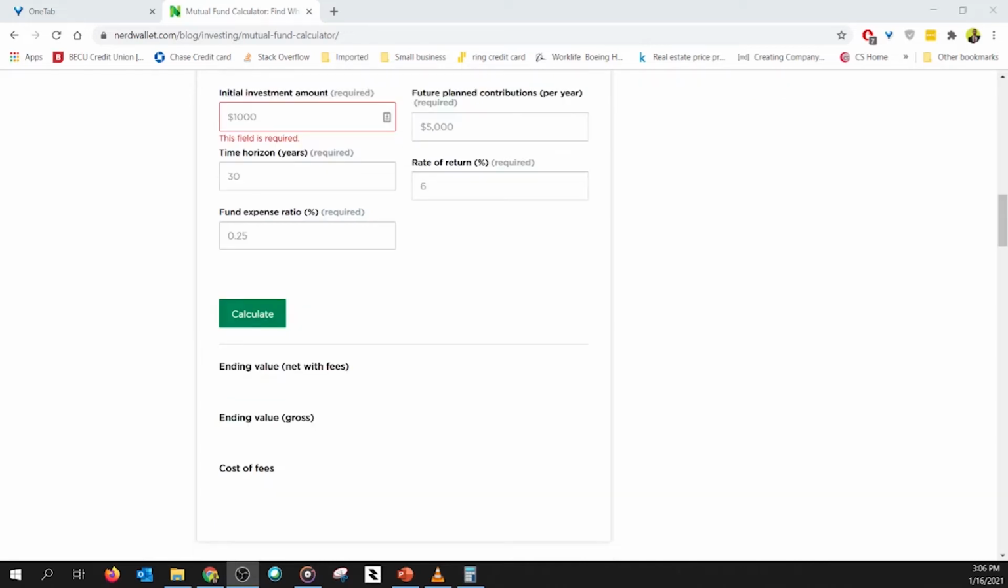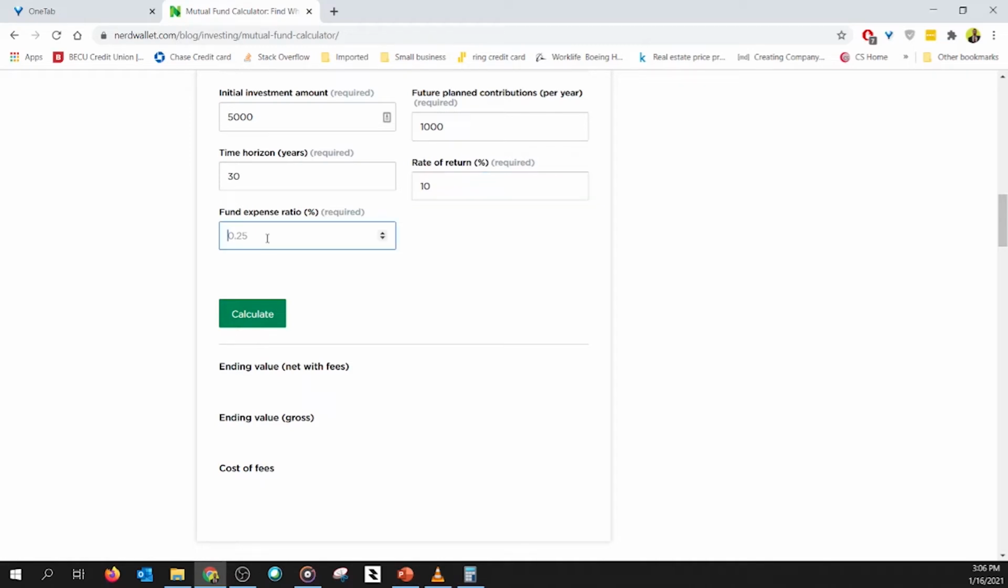Okay, so let's do a typical $5,000 start in an investment. And let's say we're going to plan to invest $1,000 every year. And this is in our retirement, right? So we're not going to be touching this for a very long time. So let's say a 30-year horizon. And based on S&P 500 averages, so if we just picked a fund that follows the S&P 500, we're looking at about 10%.